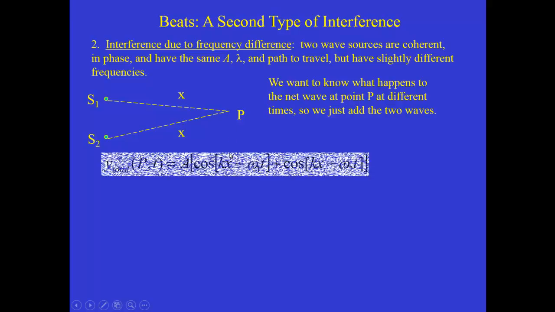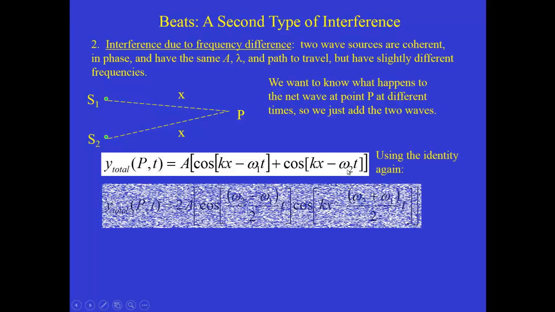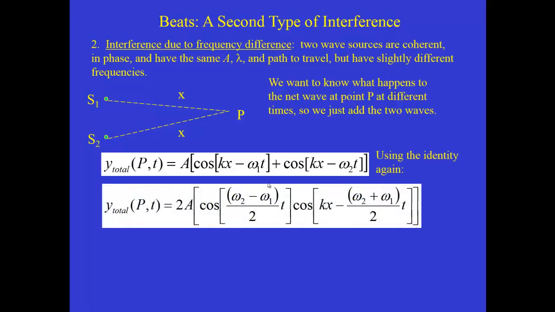So once again, we add the two waves together. Only now, since these two waves have slightly different frequencies, we've got an omega 1 for the first wave and an omega 2 for the second wave. All right? So the total wave is the sum of those two. Once again, we can use the same identity, and what we see is, again, the second term looks very much like that of a traveling wave with a frequency that's equal to the average frequency of the two waves, (omega 2 plus omega 1) over 2. But it still has the form of a traveling wave.